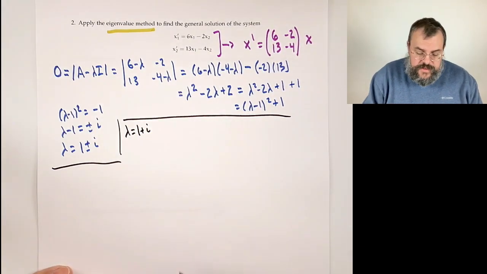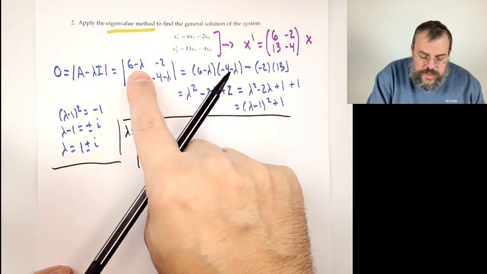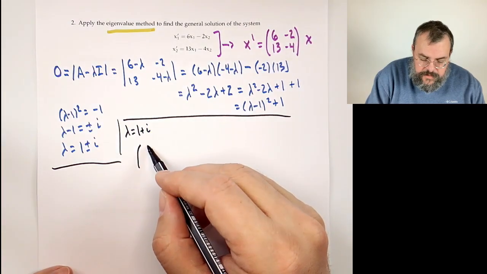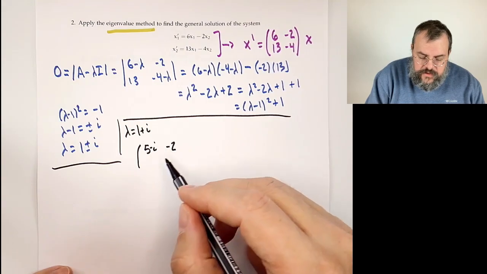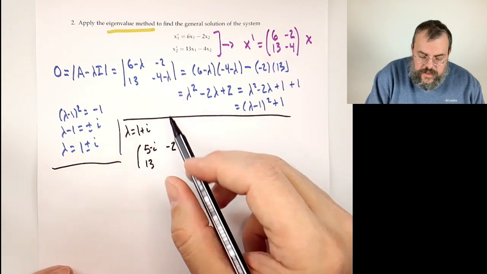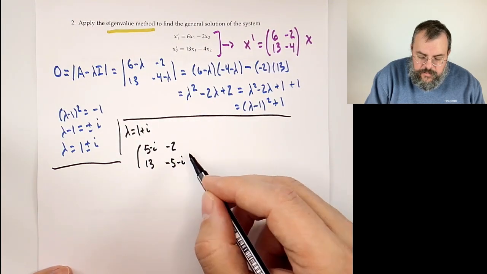Now here's what happens. What do we need? We're going to look at this matrix A minus lambda I. So this would become 5 minus i, minus 2, 13, and then here it would be minus 5 minus i.